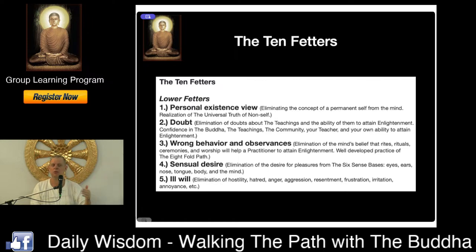So what this fetter is, there's two sides to it. This wrong behavior is where you're having speech, actions, or a livelihood which is unwise. And as you're putting out certain harm through your speech or actions in your livelihood, this is all coming back to you. So by the time you eliminate wrong behavior, you will be practicing the Eightfold Path with right speech, right action, and right livelihood to that level of detail.